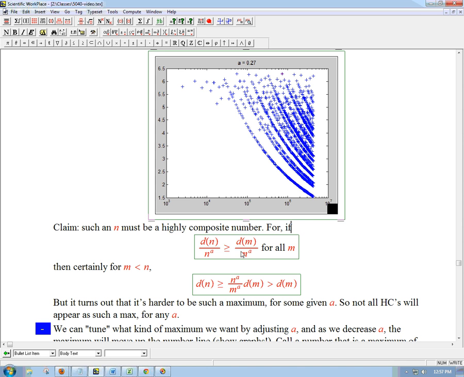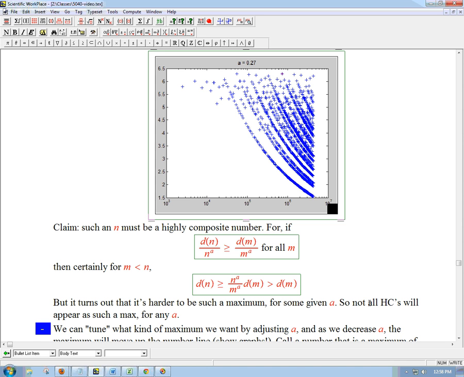But the proof that it must be a highly composite number is pretty simple. We're looking at a special n such that d of n over n to the a, for some fixed a, is greater than or equal to the same calculation for all other natural numbers. If that's true, what do we want to show? We want to show that it's highly composite. That just means if I pick a lower m, then d sub n, the number of divisors, should be bigger than or equal to d sub m. If you just push the n to the a over, then d of n is greater than or equal to this factor, n to the a over m to the a, but n is bigger than m, so because a is a positive number, this power is going to be greater than 1, and so you get this. So it turns out that it's harder to be such a maximum for some given a than just being a highly composite number.